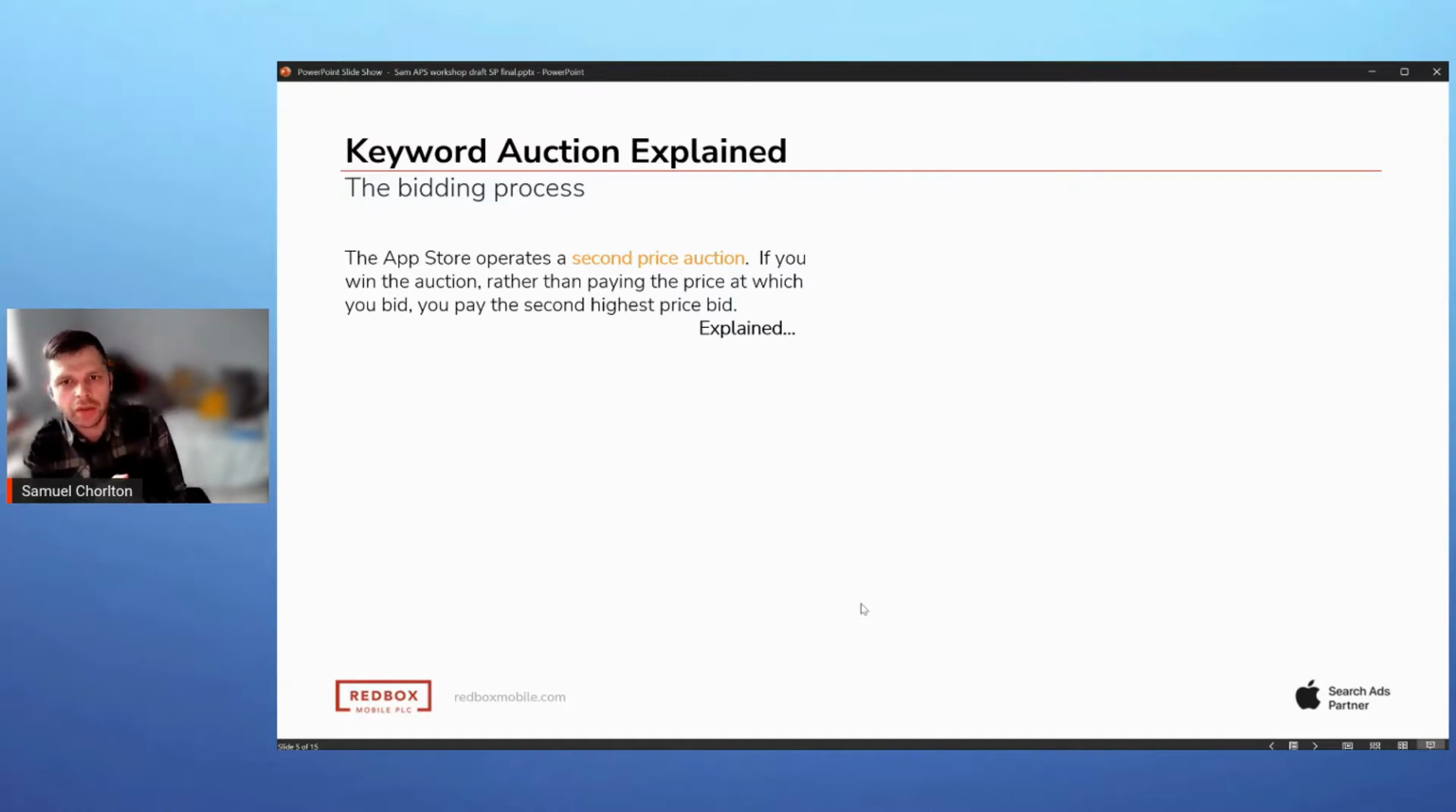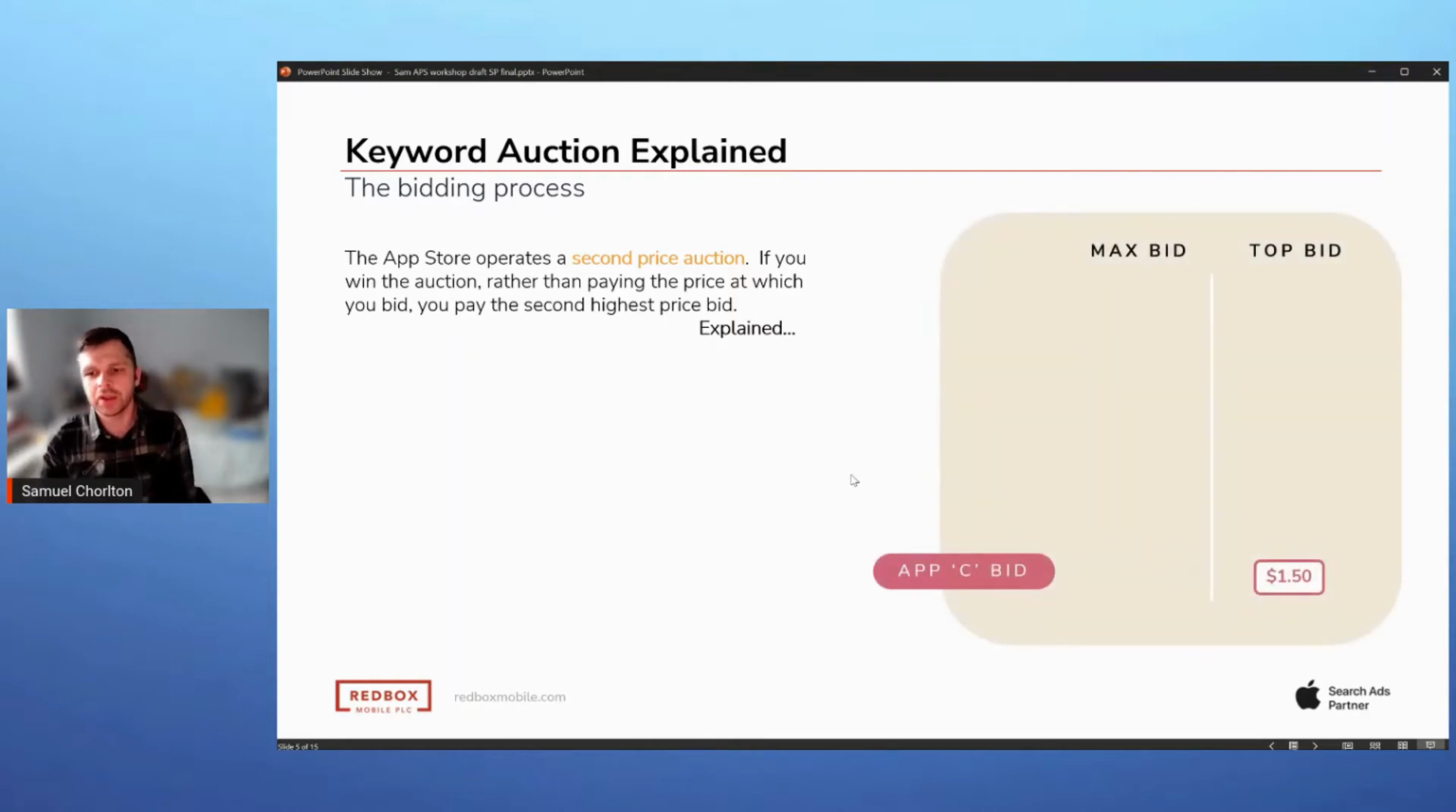So the App Store operates what's referred to as a second price auction. What that means is this all happens automatically, obviously behind the scenes, but when an ad becomes available for apps to serve their advert against, an auction happens.